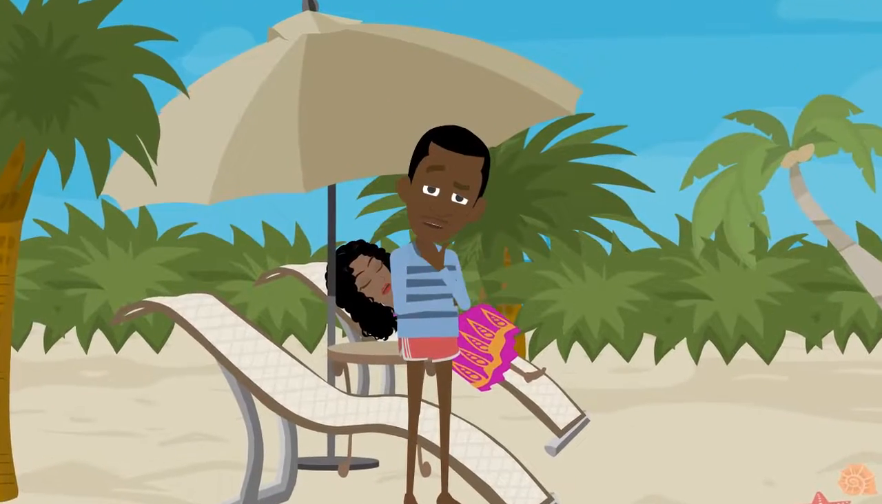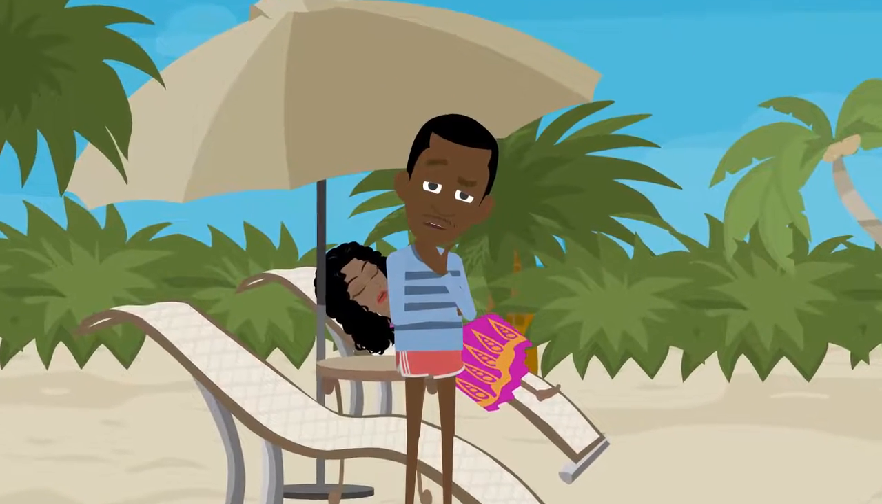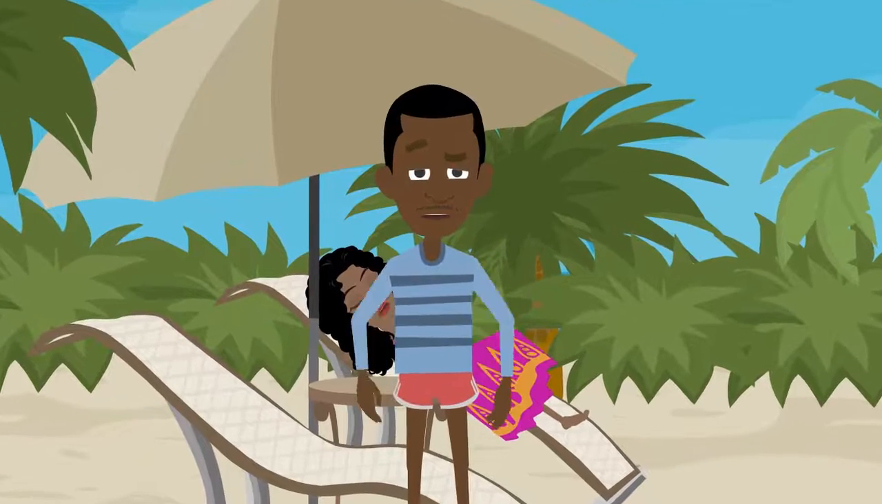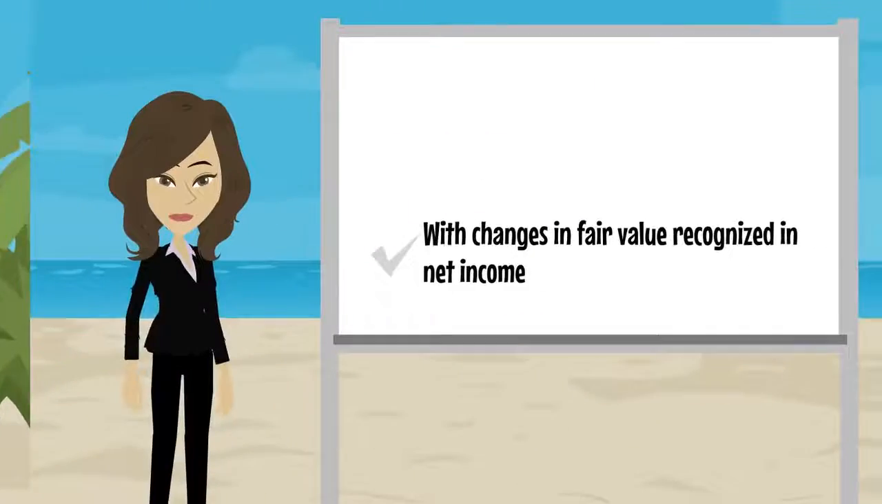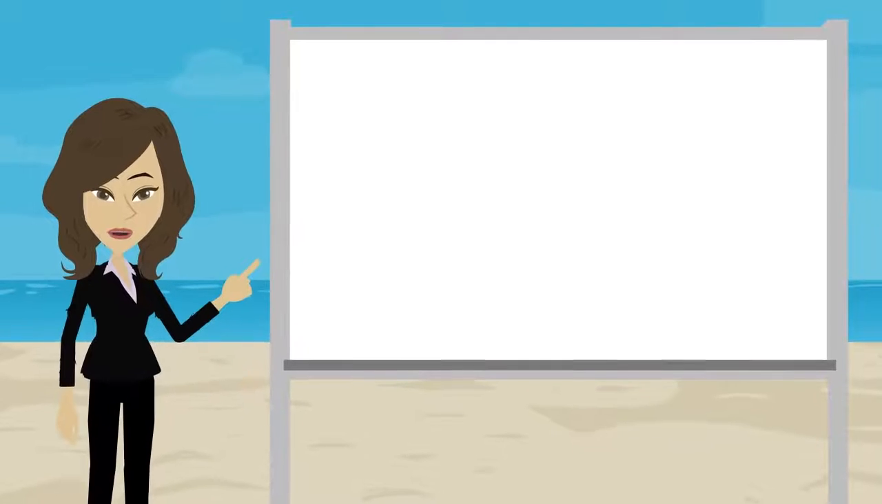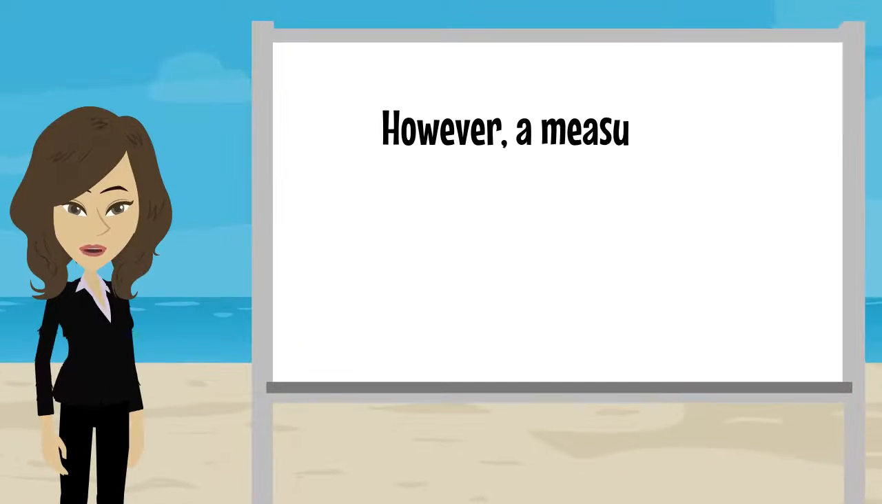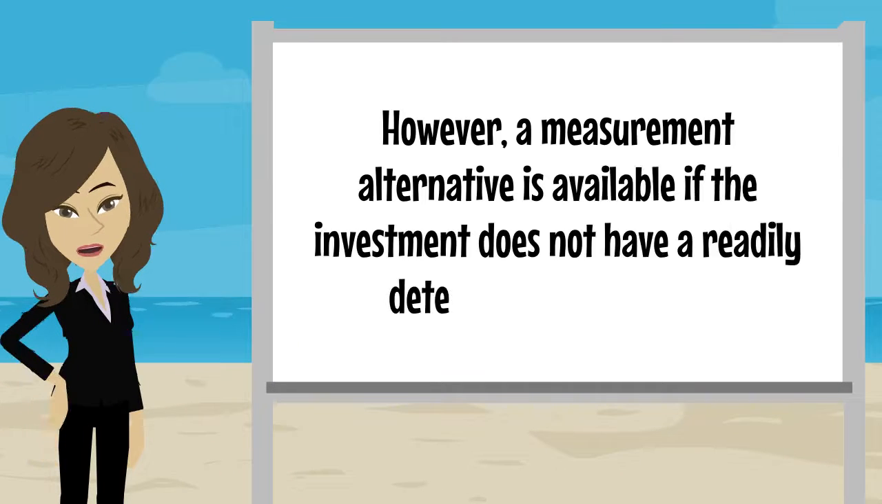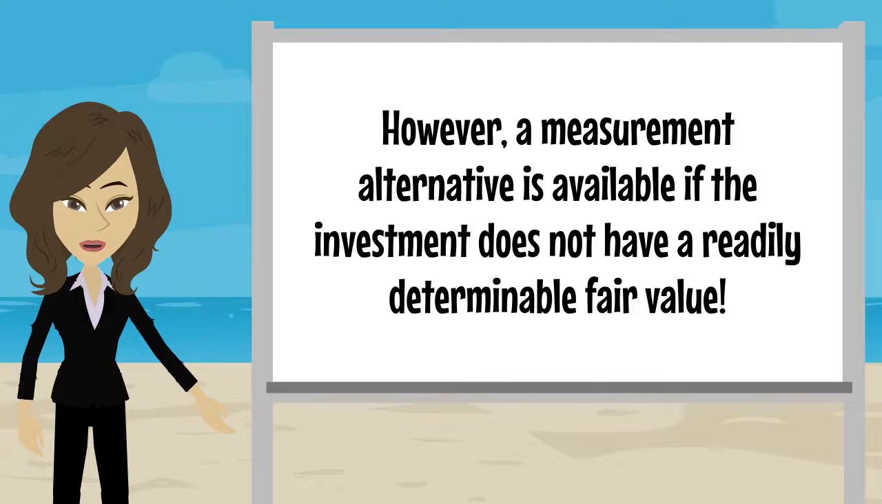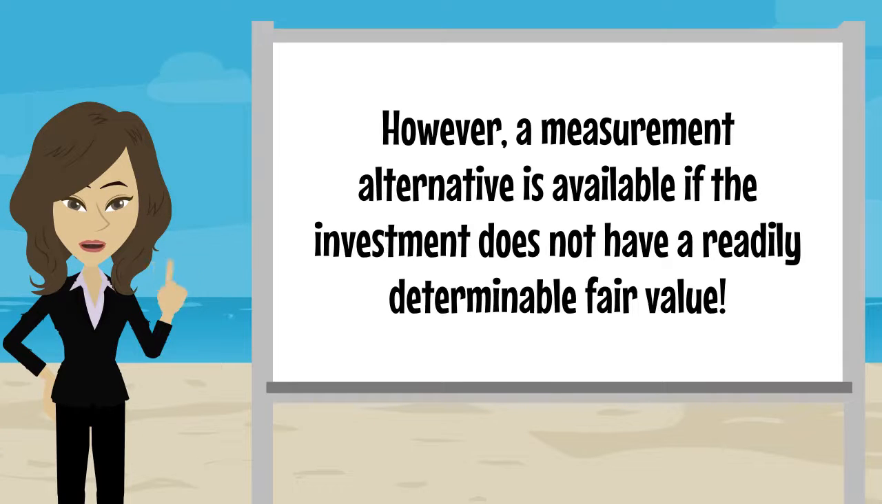But what if the investment does not have a readily determinable fair value? Wouldn't measuring it at fair value be difficult? It would, Billy Ray, which is why ASC 321 provides a measurement alternative if an equity investment, such as your investment in Penelope Pantaloons, does not have a readily determinable fair value.